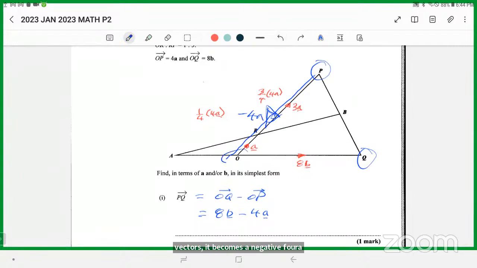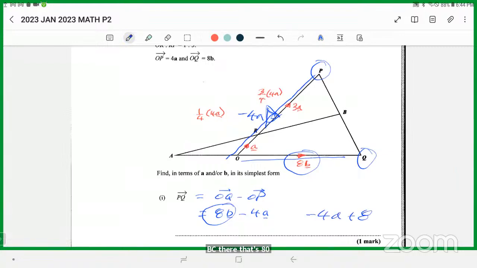Then I'm going from O out to B this way, using the 8B. See there, that's 8B. So we could have put minus 4A plus 8B if we were working from the diagram. It's the same as this. But generally speaking, if you know the position vectors, you just use O times the last minus O times the first.